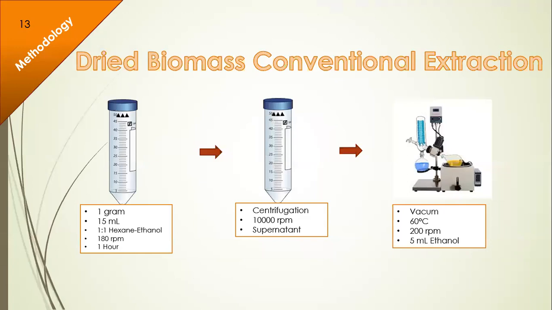And we ran a dried biomass extraction, but a conventional extraction, not an ultrasonic one. We added 1 gram of the dried biomass to 50 milliliters of solvents. It was a 1:1 hexane:ethanol ratio at 100 RPM agitation for 1 hour. Then we centrifuged the extraction at 10,000 RPM and collected the supernatant. After that, we put it on a rotary evaporator with vacuum, 60 Celsius degrees, 200 RPMs, and then we resuspended the solids with 5 milliliters of ethanol.